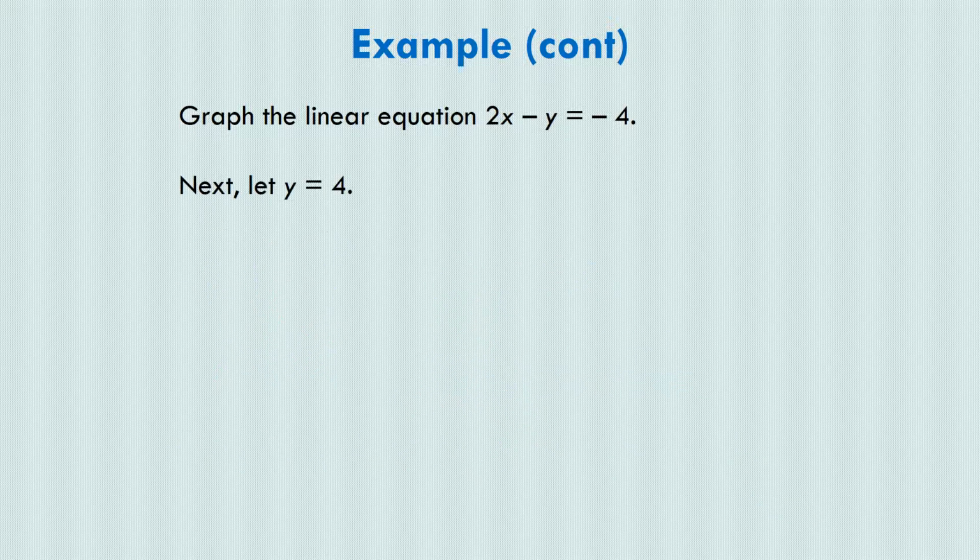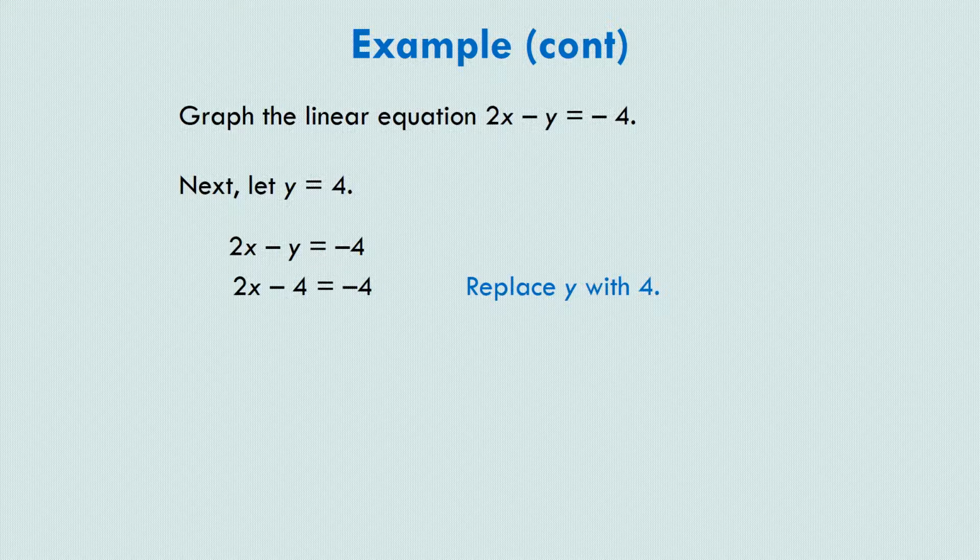So there's 1. Then my next point, I decided to get a little more adventurous and let y equals 4. So if I let y equals 4, where y is, I'm going to plug in a 4. So I have 2x minus 4. So my job here is to get x by itself. So if I want to get x by itself, I'm going to add 4 to both sides.